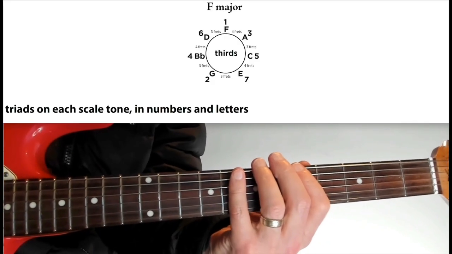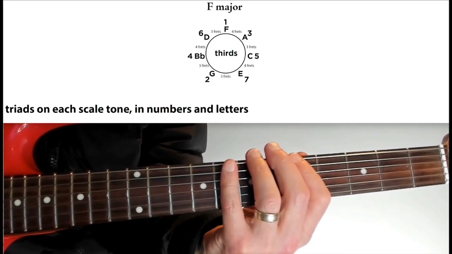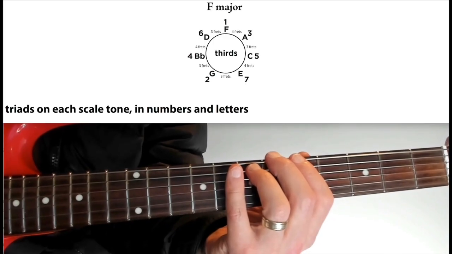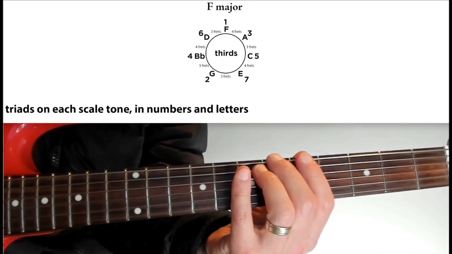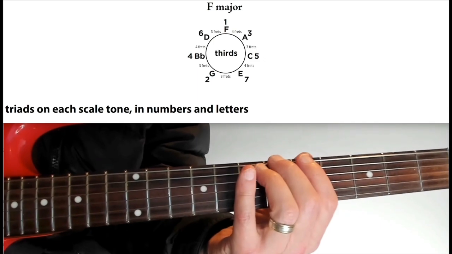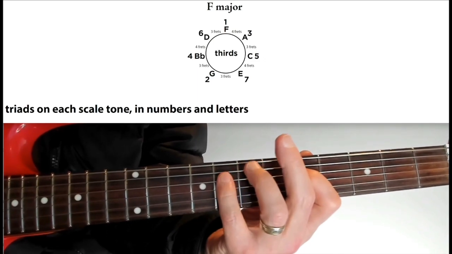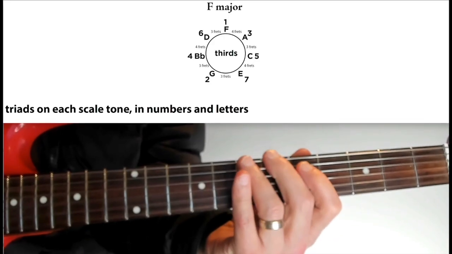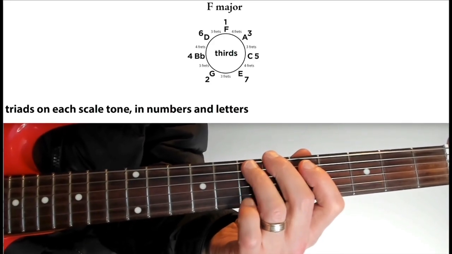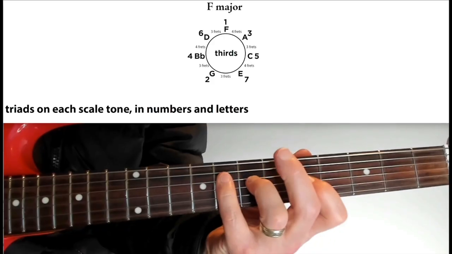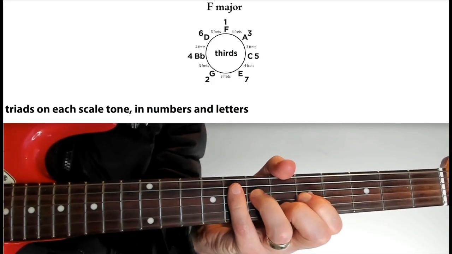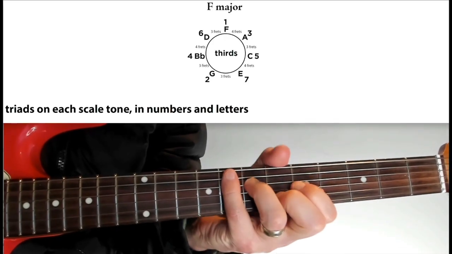And the 7 chord is an E diminished triad. Those are the 7, 2, 4s. And here's 4, and then 7, 2, 4, 7, 2, 4. And in letters, those are B flat, E, G, B flat, E, G, B flat. Those are all the triads on the F scale by number in this fingering.